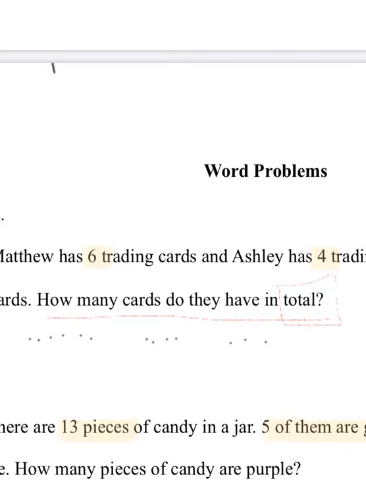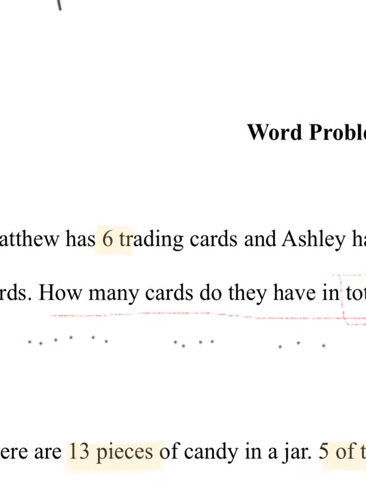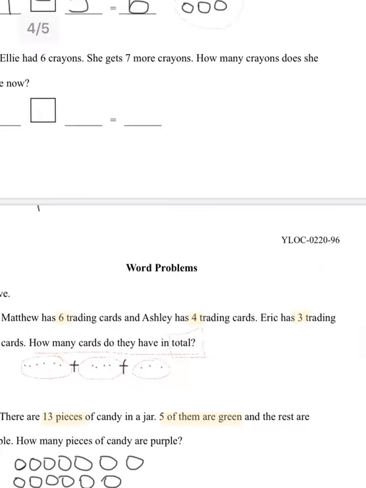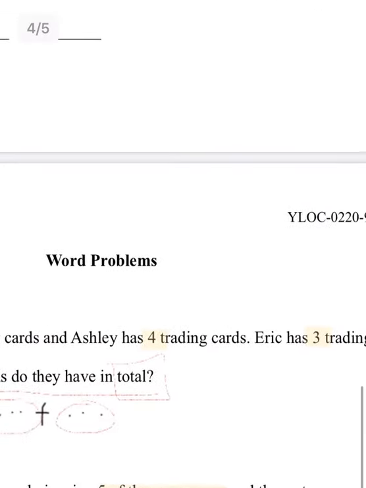Total means we're going to add all of them. So 6 plus 4 plus 3. Okay, so 1, 2, 3, 4, 5, 6, 7, 8, 9, 10, and then 11, 12, 13. So in total, they're going to have 13 cards.